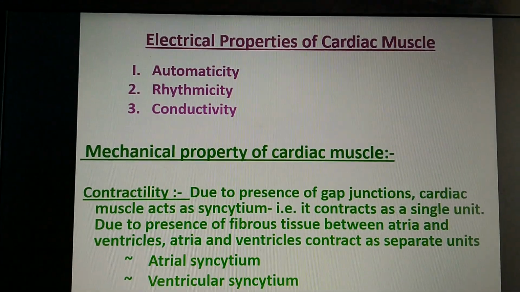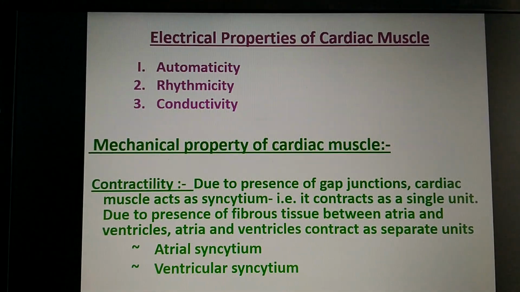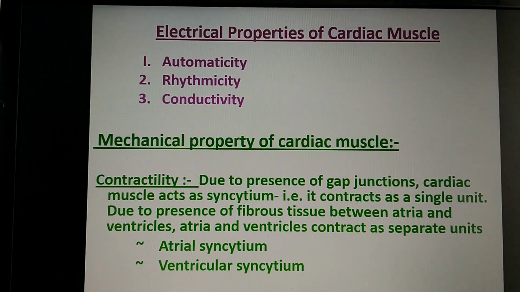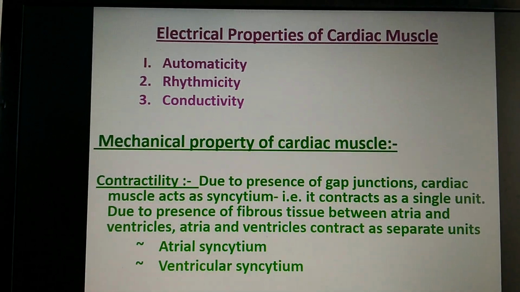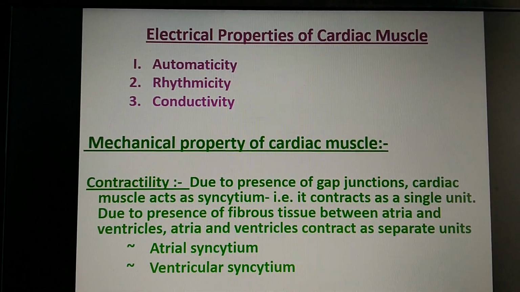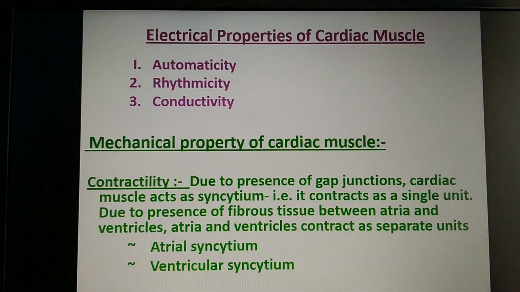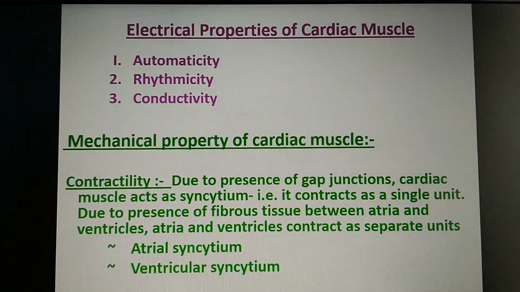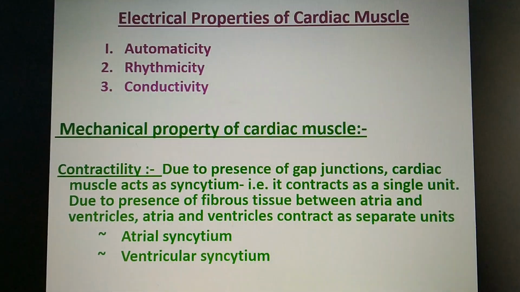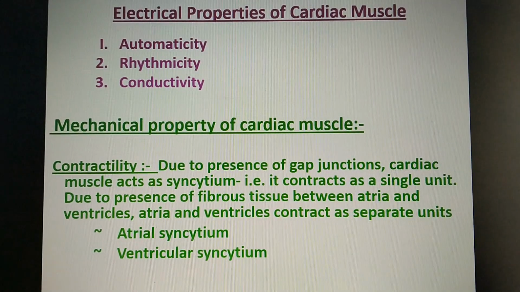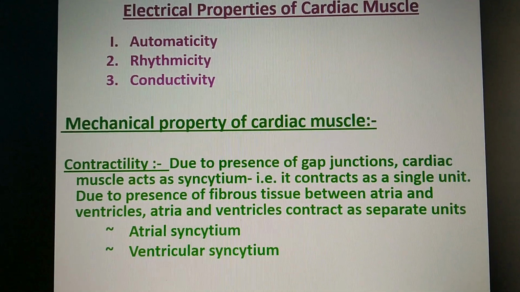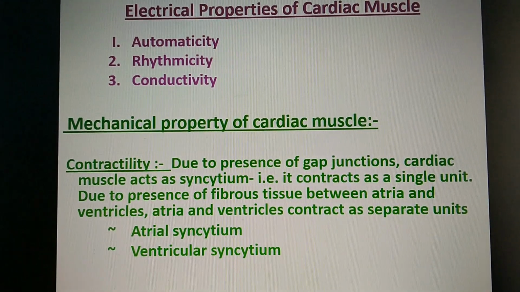The electrical properties of the cardiac muscle are in fact threefold: automaticity, rhythmicity, and conductivity. The mechanical property of the cardiac muscle is contractility, and this is the property of the atrial and ventricular musculature. Since both atria can contract as a unit, that is named the atrial syncytium. Similarly, the ventricular musculature contracts as a unit, because both left and right ventricles contract together, and hence there are two syncytia, the atrial syncytium and the ventricular syncytium.